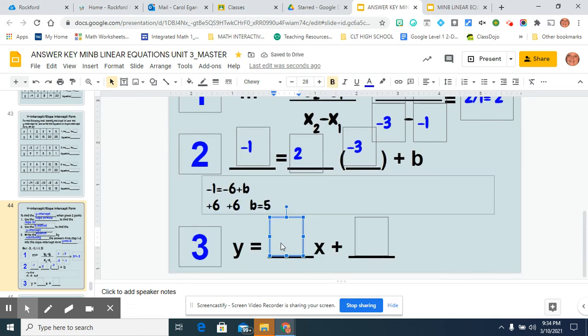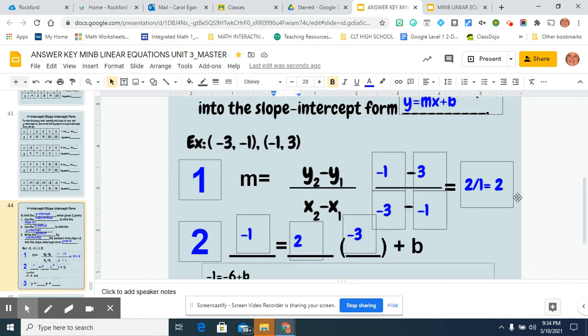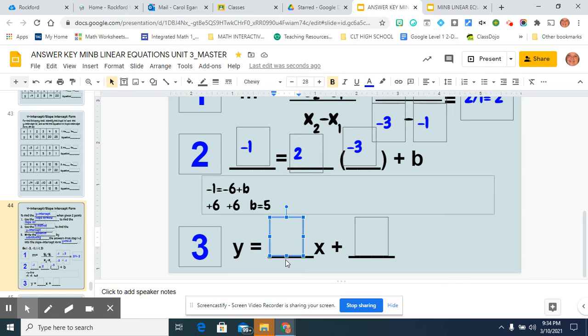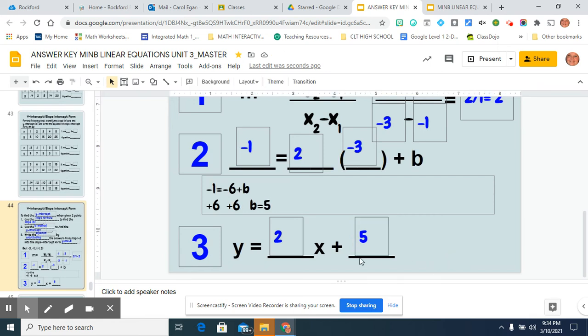So I simply just take that information from step 1. I discovered that the m was 2. And from step 2, we got a b of 5. And so my equation is y equals 2x plus 5. And that is how I'm going to use the 2 points to be able to find my slope, find my y-intercept, and ultimately write the equation in slope-intercept form.